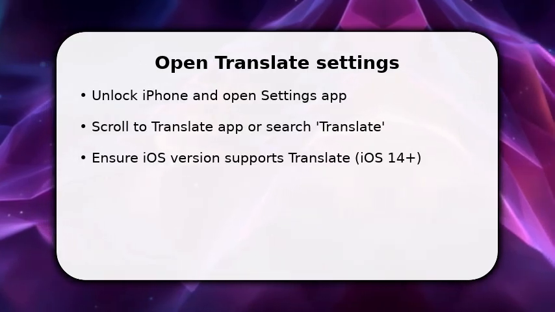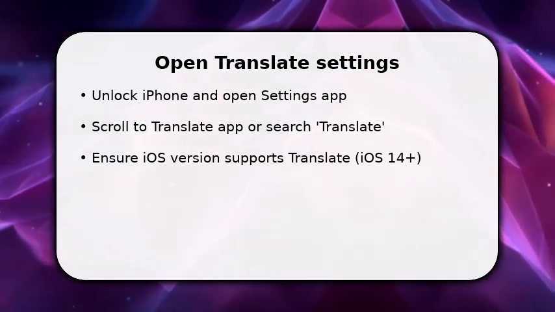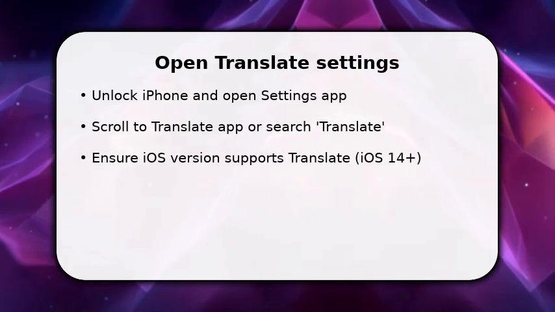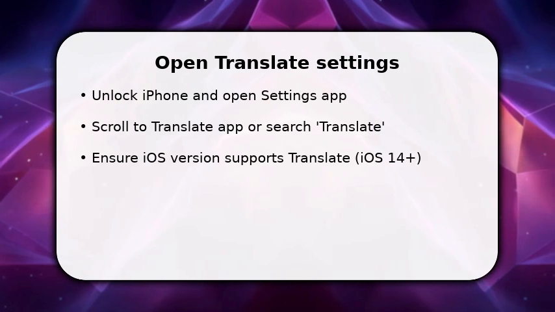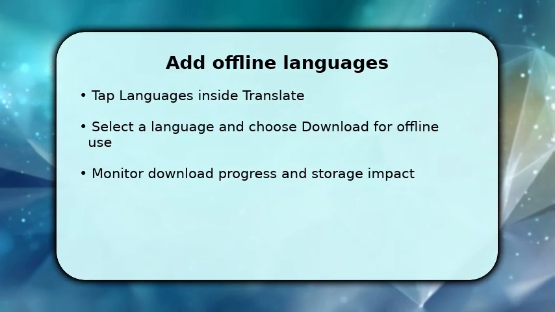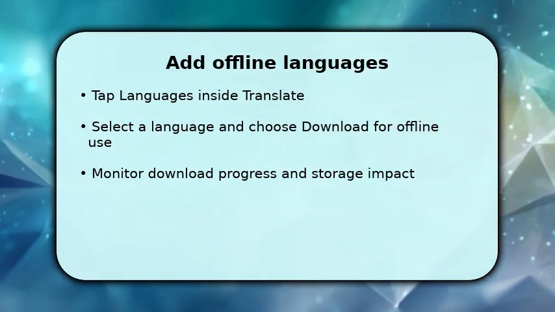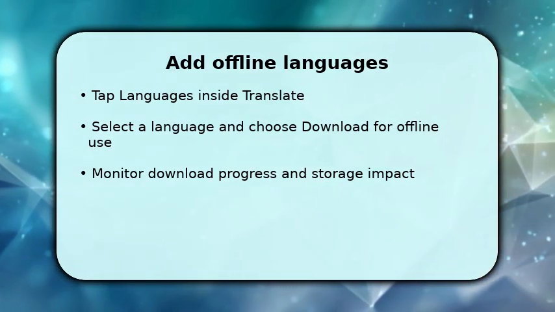This step gets you into the correct menu quickly, so you can add languages without hunting through unrelated settings or the App Store. Now you add languages. Open the languages list and tap a language to view details, then choose Download to make it available offline.